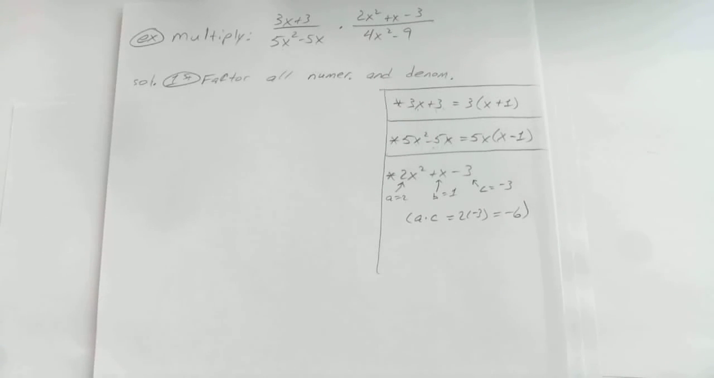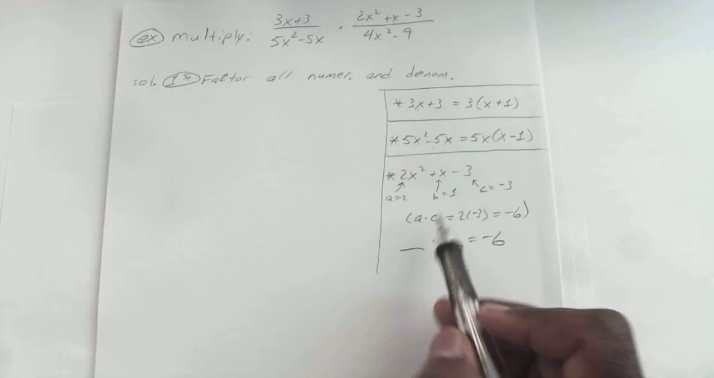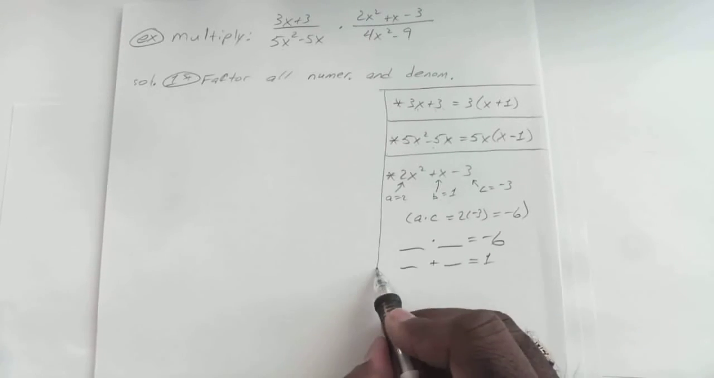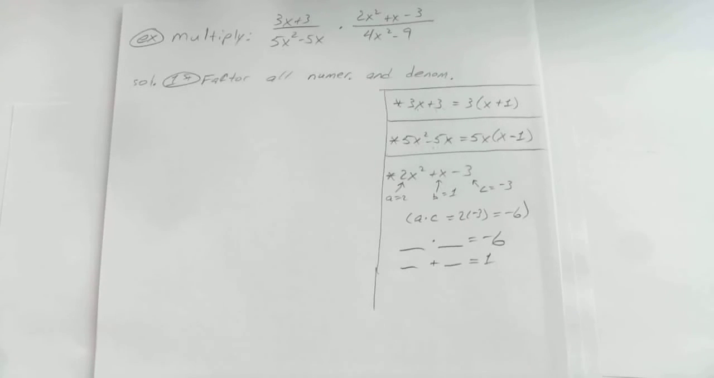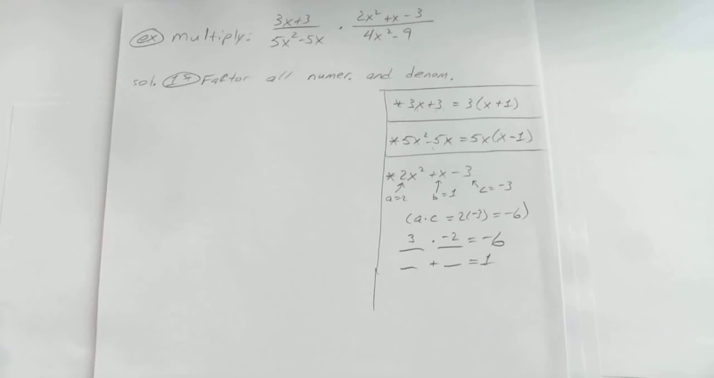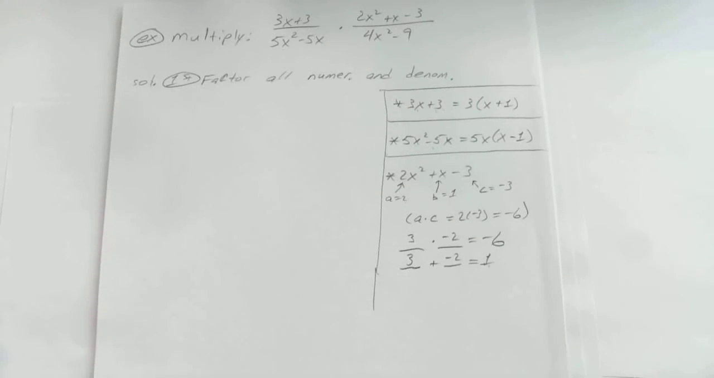Okay. So with the A times C method, we have to find two numbers that multiply to equal -6, and those same two numbers have to add to equal our B, which is 1. For this one, it looks like 3 and -2 should work. So 3 times -2 is -6, and 3 plus -2 is +1. We knew one had to be positive and one had to be negative since the product is negative.